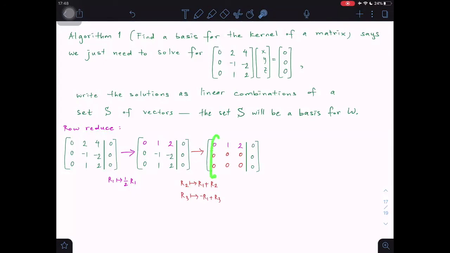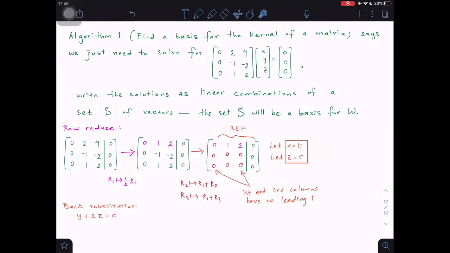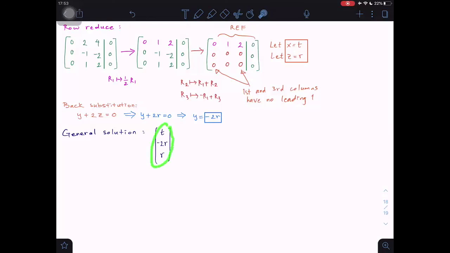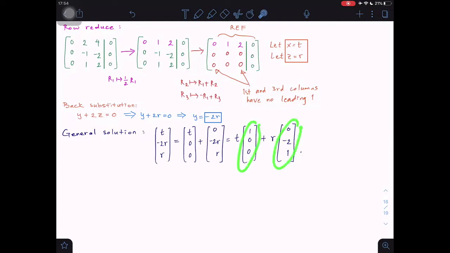I see that the first column and the third column do not have leading ones, so I set the first variable and the third variable to parameters. To write y in terms of t and r, I do back substitution. I write my equation from the REF matrix and then substitute z with this z equals r. Now I'm ready to write the general solution in terms of t and r. I rewrite this so that I can have a linear combination whose coefficients are r and t. The algorithm says I can take these two vectors and that they will form a basis for W.